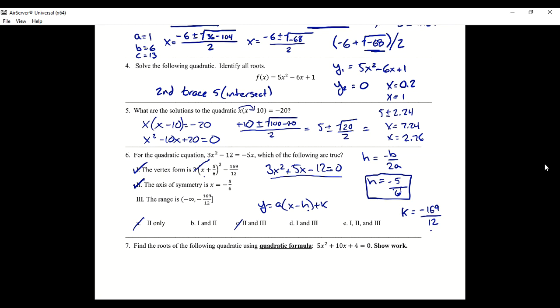So if we look at this, this is an upward facing parabola since our 3 is positive, meaning our vertex is our minimum. Therefore, the range for our parabola, our quadratic, is going to be negative 169/12 to infinity. Therefore, this is not one of our answers, and so therefore it must be B.